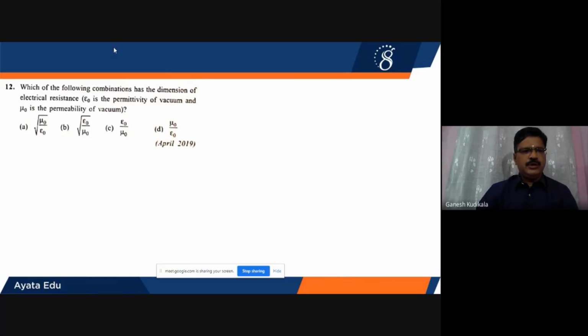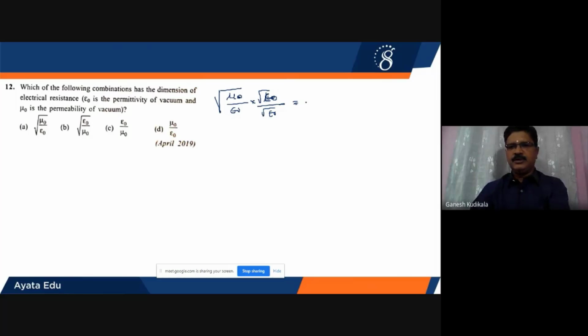Let us take the first option. Even this can be solved using dimensional analysis itself, but it's a little bit lengthy. So I'm taking the first option, which is given as root of mu naught by epsilon naught. This is now multiplied by mu naught and multiplied by epsilon naught and divided by epsilon naught. On simplifying, this becomes root of mu naught into epsilon naught divided by epsilon naught.